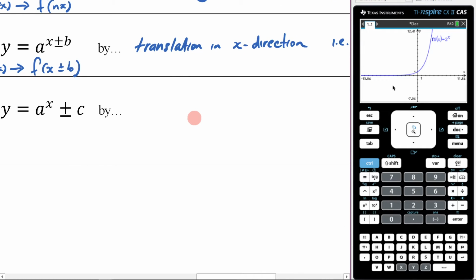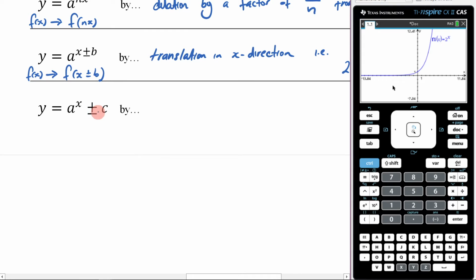All right, then the lucky last here. So this is when I'm taking the entire thing and adding it or subtracting it by c. So that means I'm starting with some function here. Whoops, I'm starting with some function. And then I'm going to take that function and plus or minus by c. That's moving it up or down. So that is a translation in y direction. So up or down, y direction.